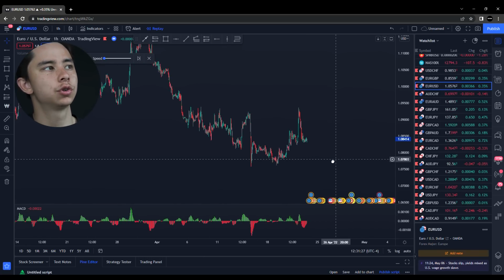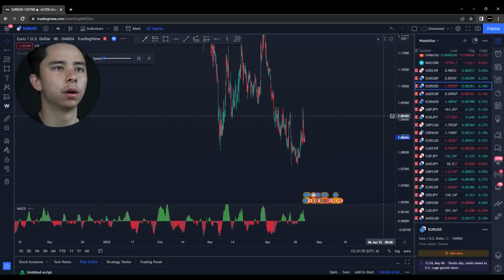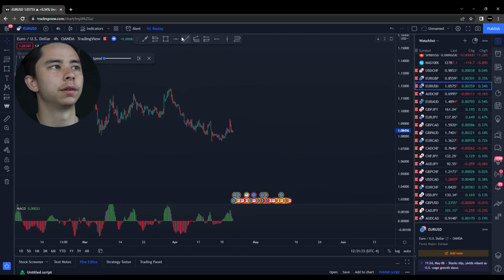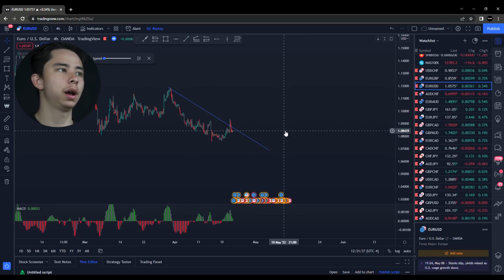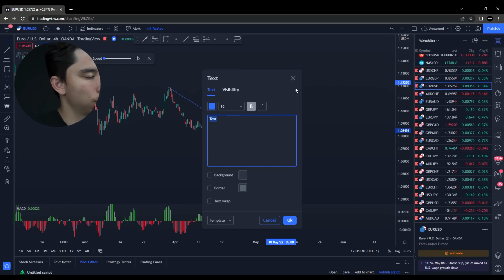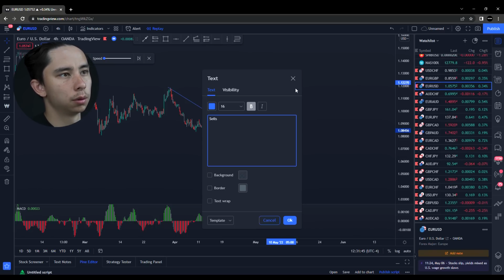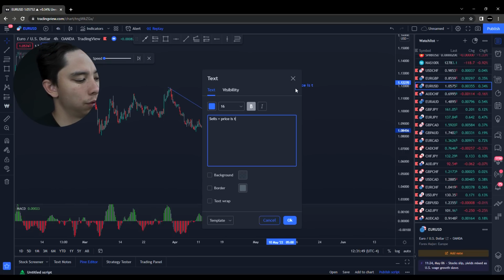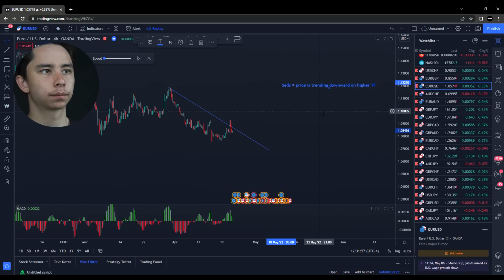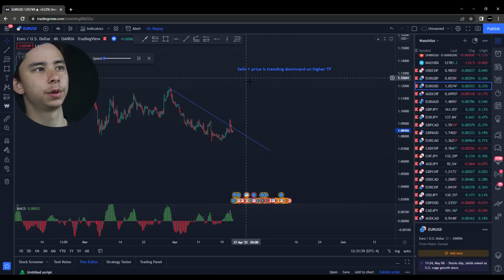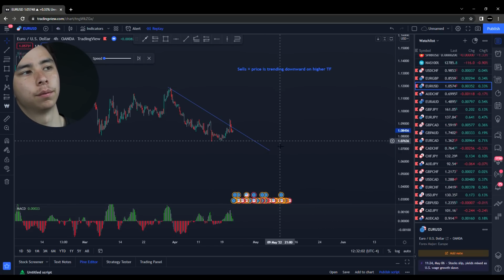Like I said, when you're looking for your trade, you're going to look at the higher time frames, like the 4 hour. You're going to get an overall direction of where you think price is headed. Okay, so clearly price right now is trending downward. So that means we're going to look for sells, because price is trending downward on a higher time frame.